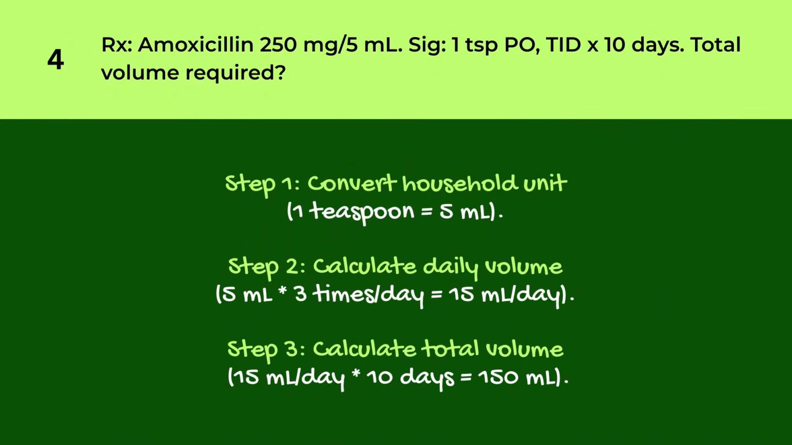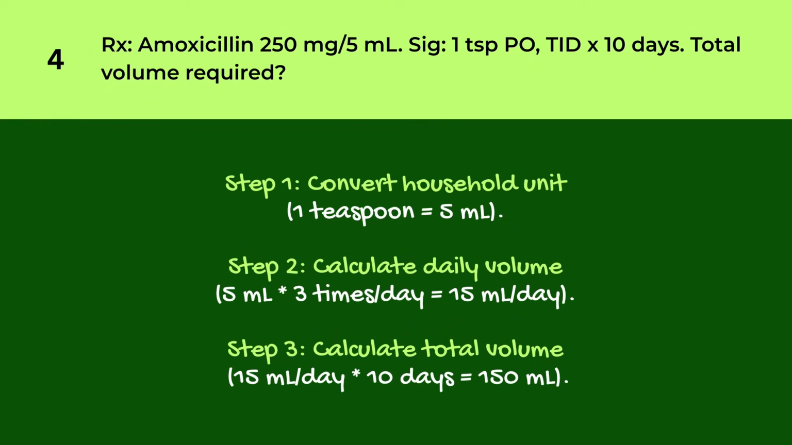Here is the calculation. First, convert the household unit to metric volume, knowing that 1 teaspoon equals 5 milliliters. Next, calculate the daily volume by taking 5 milliliters multiplied by 3 times per day, which is 15 milliliters per day. Finally, calculate the total volume for the duration by taking 15 milliliters per day times 10 days, which equals 150 milliliters. That gives us a total of 150 milliliters.